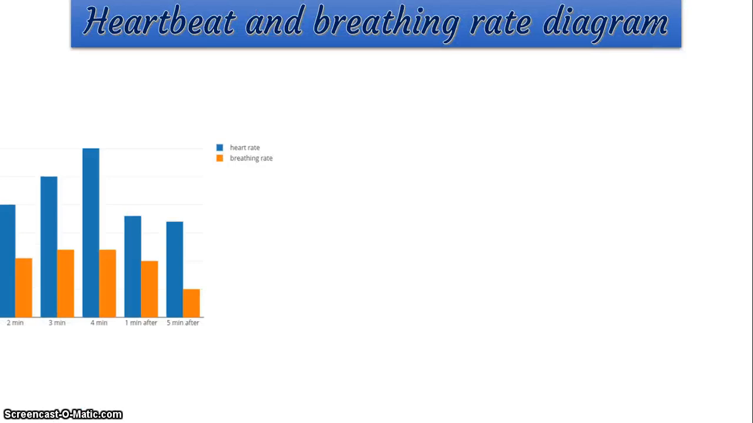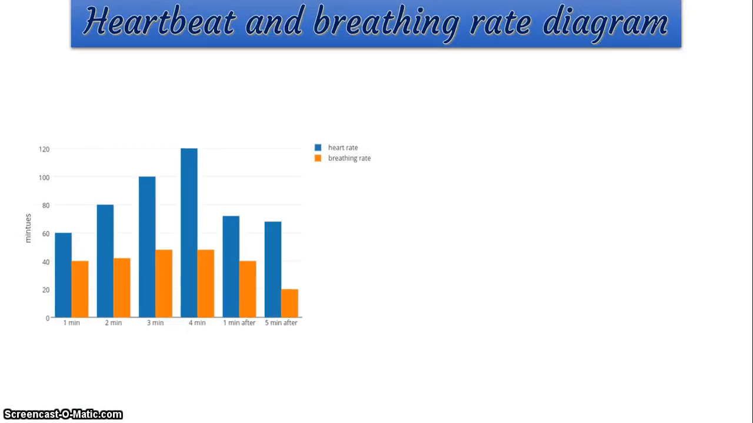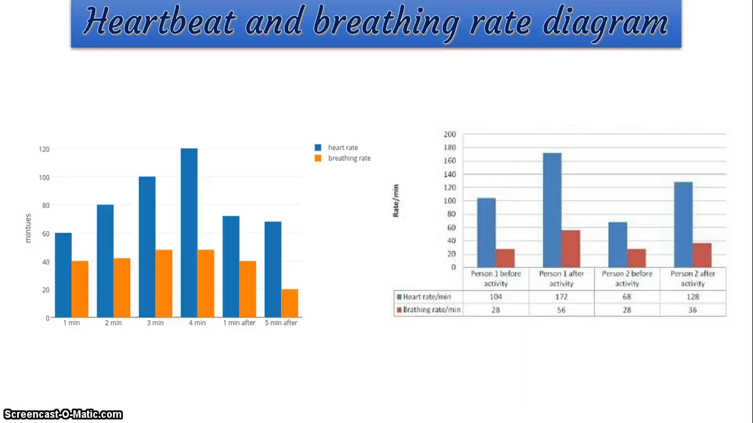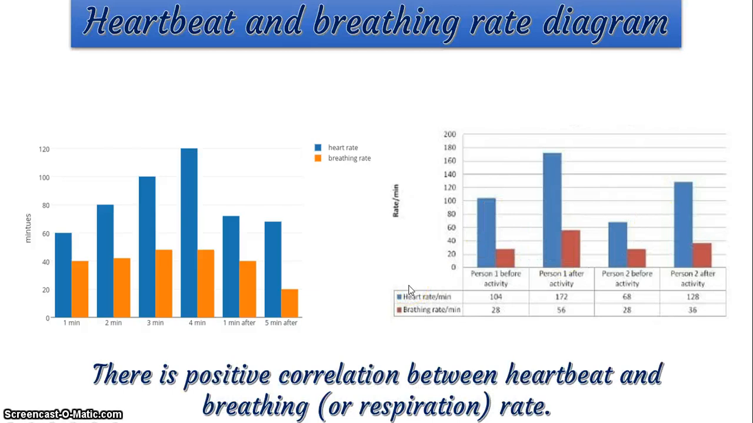This graph and this chart will be of importance to you, showing the correlation between breathing rate and heartbeat. You can see as the heart rate or the heartbeat increases in each of the cases. Look at this. This is the heart rate, this is the breathing rate. You can see a correlation. The same thing here. So now you know that there is positive correlation between heartbeat and breathing rate.